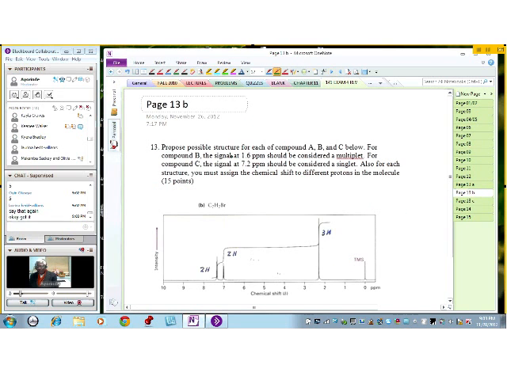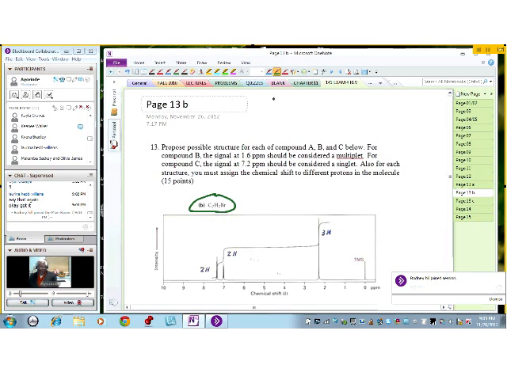Keep in mind the same set of questions that we just did. This is just the B part. So the formula here is C7H7 and bromine. C7H7 and bromine. If you look at this molecule, this is a very simple spectrum. A very simple spectrum.